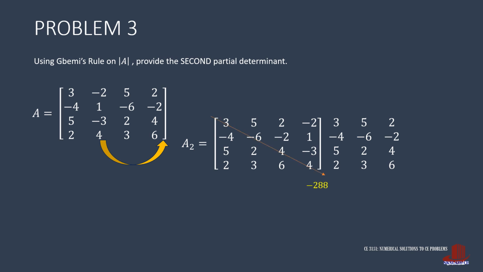The first diagonal has 3 times negative 6 times 4 and another 4, giving negative 288. The second diagonal has 5 times negative 2 times negative 3 times 2, which is 60. The third ray has 2 times 1 times 5 times 3, giving 30. And the last diagonal has negative 2 times negative 4 times 2 times 6, resulting to 96.